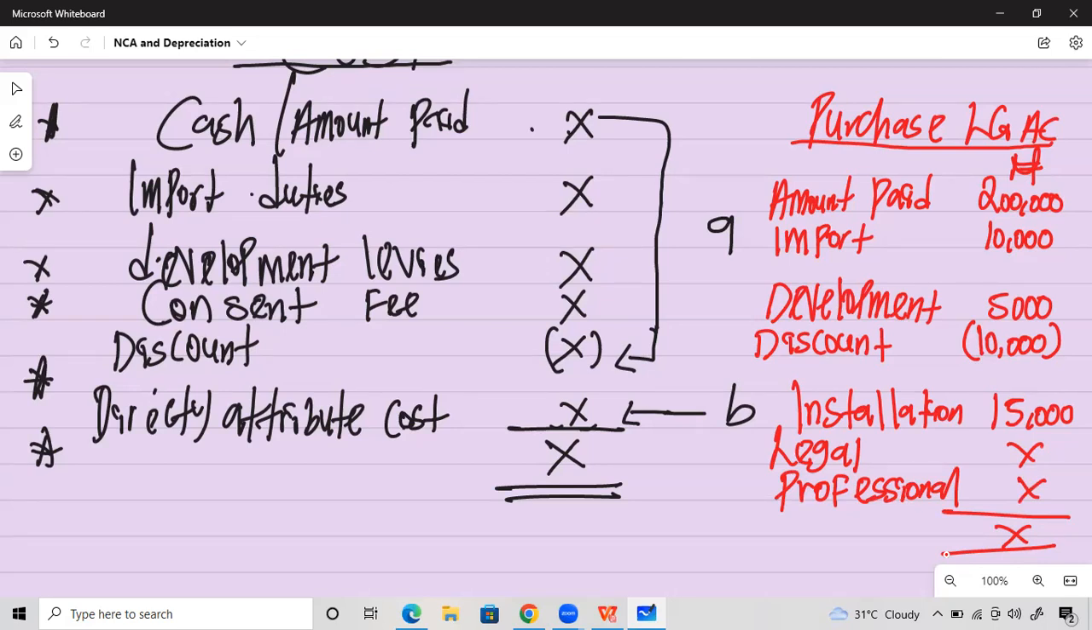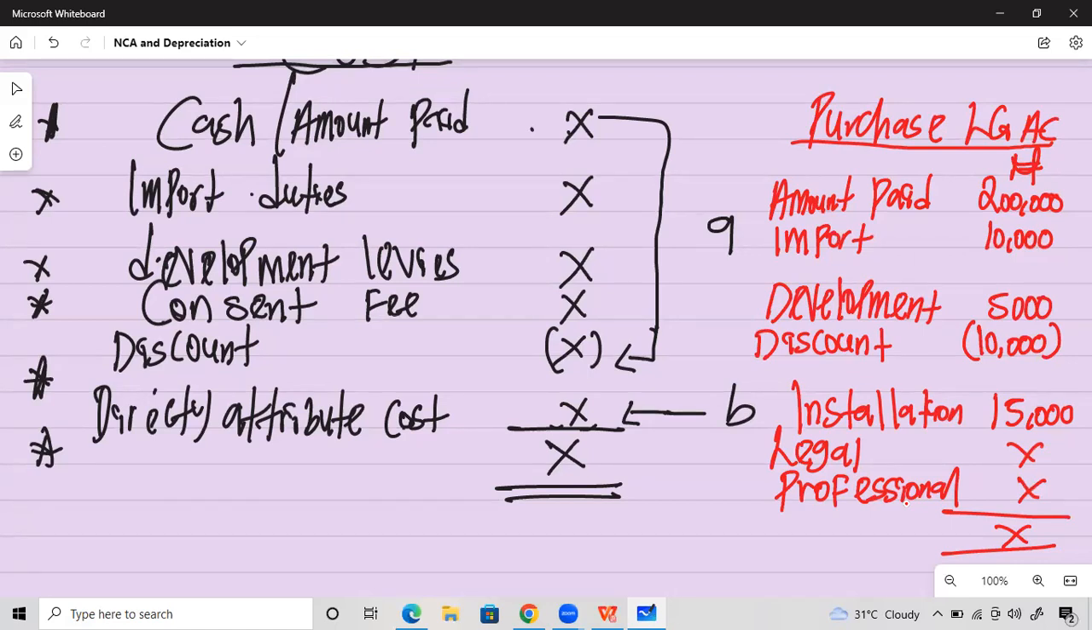When we say directly attributable costs, please don't forget, those are costs that you incur as a result of buying the asset. If you are not buying this particular AC, you are not going to pay for installation. You are not going to pay for these legal fees. You are not going to pay for these professional charges.